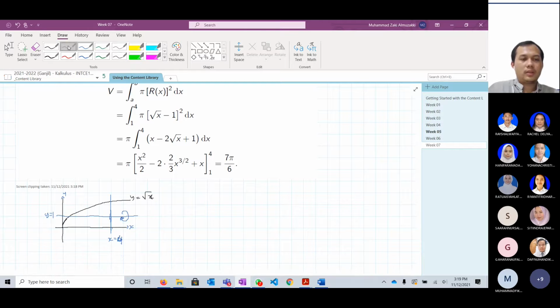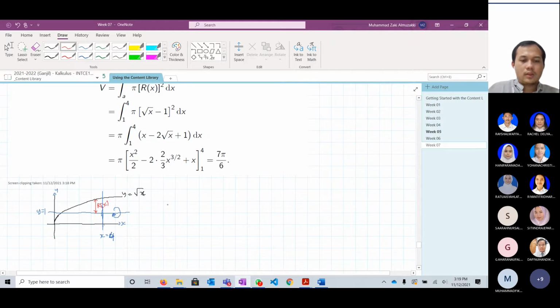So now the radius becomes only this guy. The red one is the radius, r of x. So here we have that r of x, the radius, is basically square root of x minus 1, because we want to revolve it about the line y equals 1.